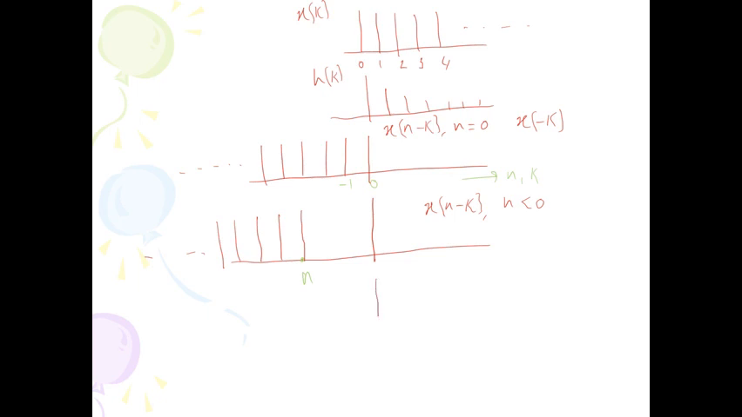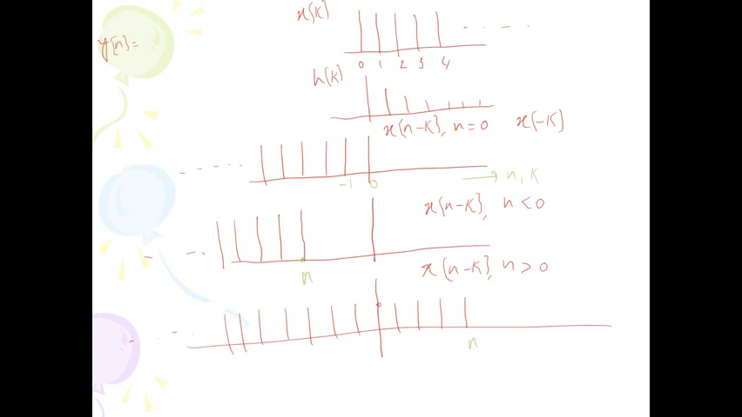Similarly, the same graph has to be drawn for the other possibility, n greater than 0. This is x of n minus k for n greater than 0. That means n will be somewhere here. Because it has an infinite number of samples, these samples keep on coming. Now this is the n value. For each and every case you have to combine these two and overlap them. The final output will be, what is that? So y of n is equal to h of k and x of n minus k.